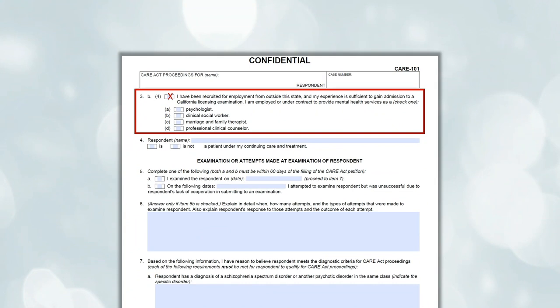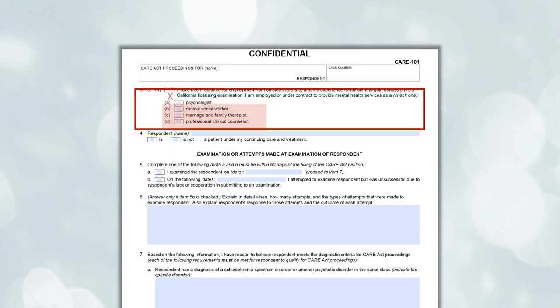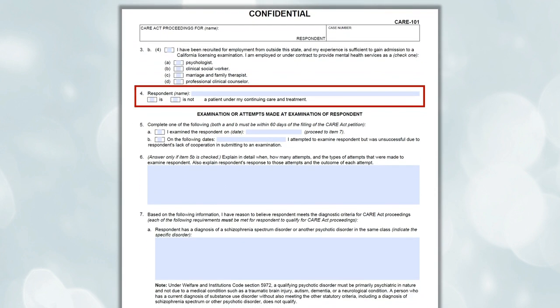Option 4 under item 3B is the last option. If you select this option, you must indicate whether you are employed or under contract as one of the professionals listed here. In item 4, write the name of the respondent and indicate whether that person is or is not a patient under your continuing care and treatment.